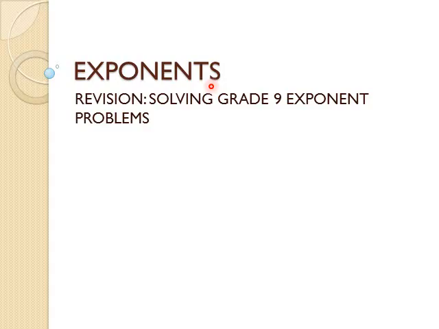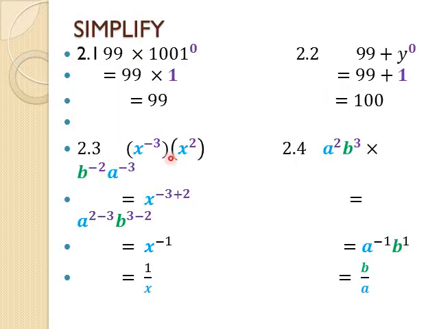I'm Mr. Simons. I'm just going to do basic revision of your grade 9 work you've learned and at the same time refresh your knowledge of your laws. Right, so 2.1. If I say 99 times 100 to the power 0, that will become 99 times 1, according to my definition that anything to the power 0 equals 1. 99 times 1 then stays 99.